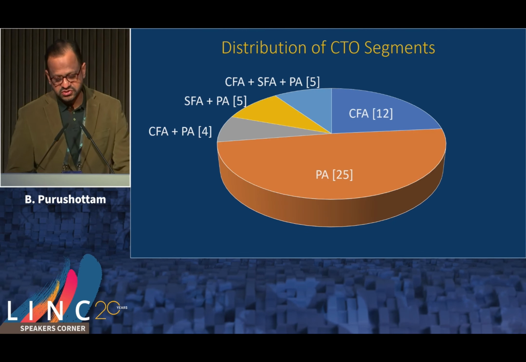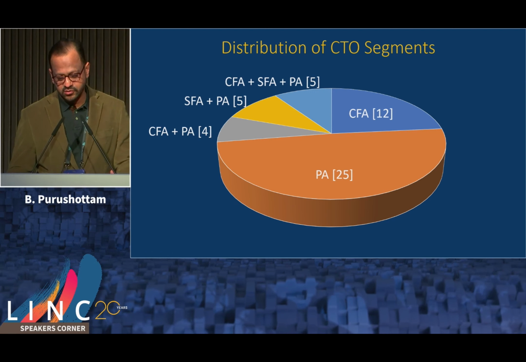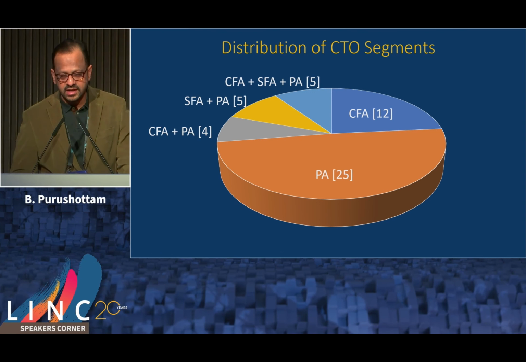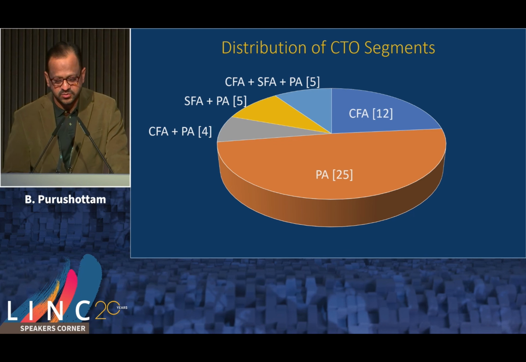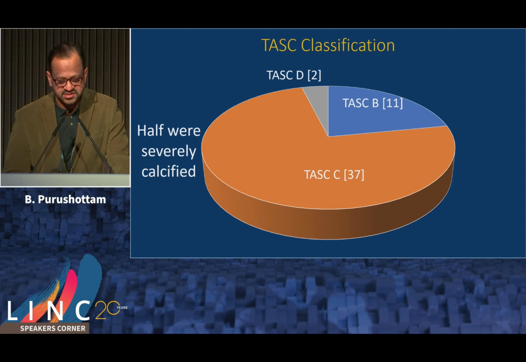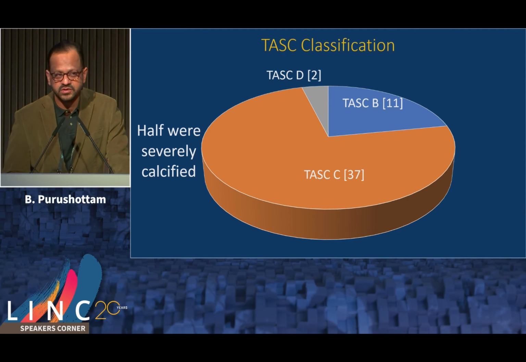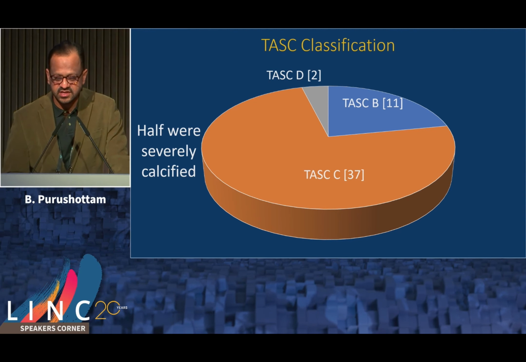And this is the distribution of the CTO segments we included in our study. We had predominantly popliteal artery, and then the next group was the CFA, and the TASC classification. A good chunk of them were TASC C and D, severely calcified based on the fluoroscopy.